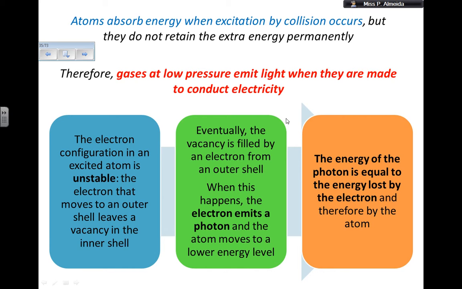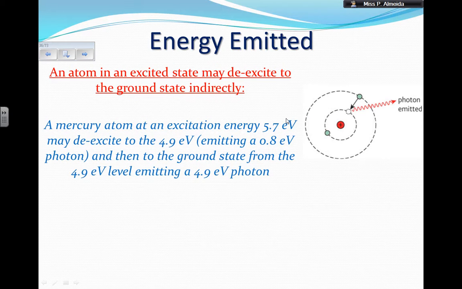The energy of the photon is going to be equal to the energy lost by the electron, and therefore the energy lost by the atom. And as I told you, these energies are going to be very, very specific. An atom in an excited state can de-excite to the ground state indirectly. For example, imagine that I have this electron in here in the ground state. It goes to the outer shell, the second state, and then when it de-excites, it goes back to the ground state and emits a photon.